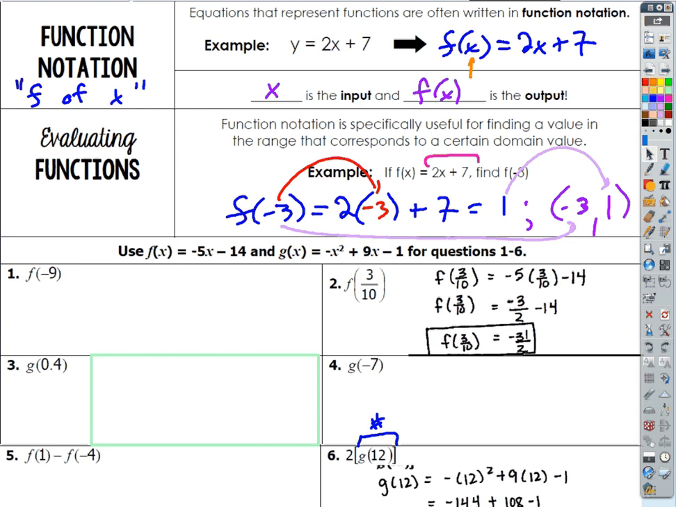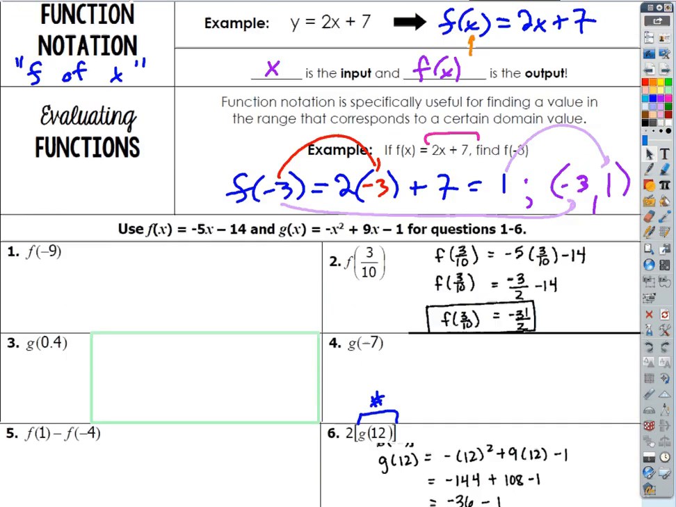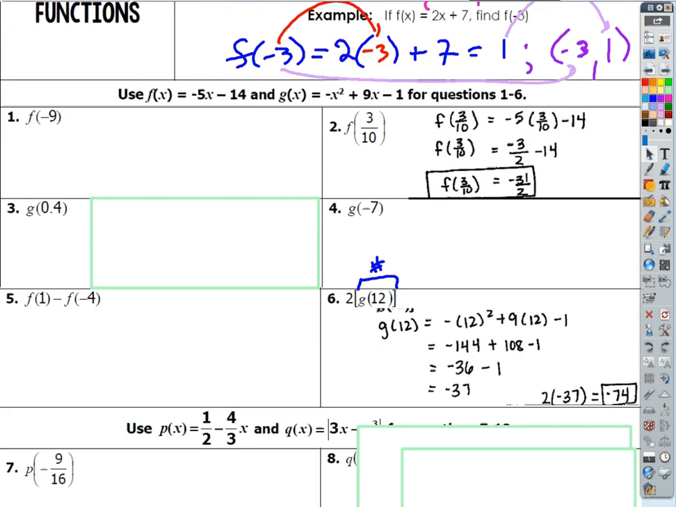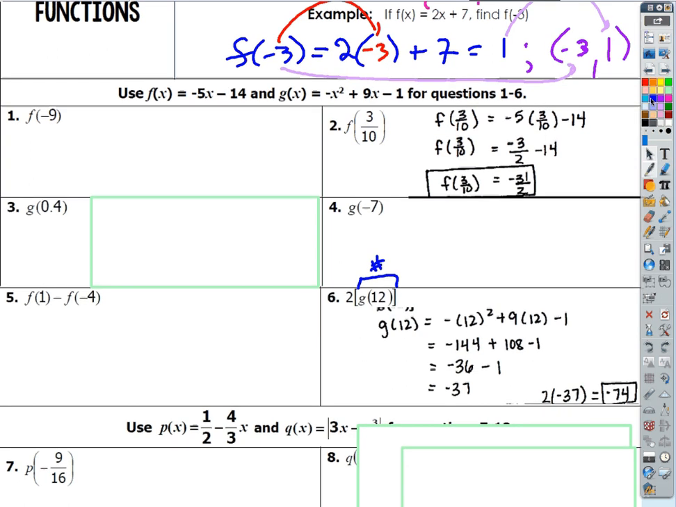So we talked about evaluating functions, right? Evaluating functions just means that we are plugging values in for x. If I write something in function notation, f of x is telling us x is the input and the output is f of x. So if I want to do g of negative 7, what am I doing? If that's g of x, what's g of negative 7?